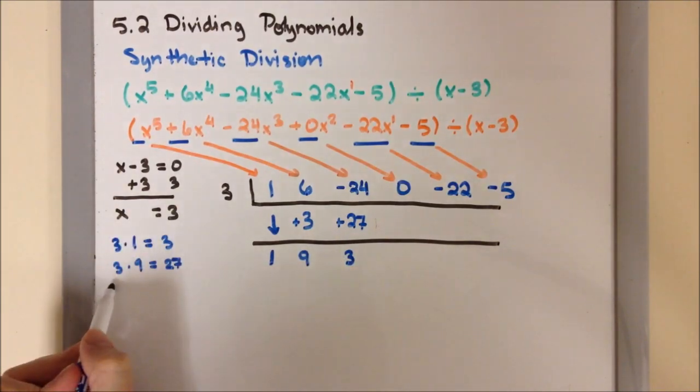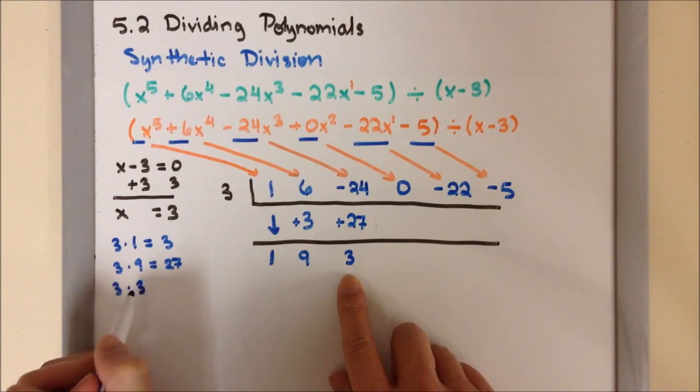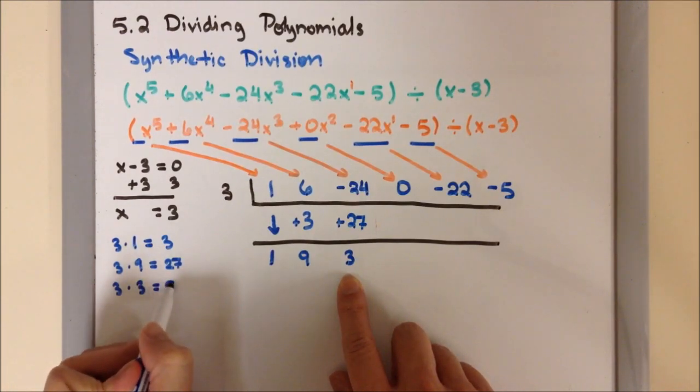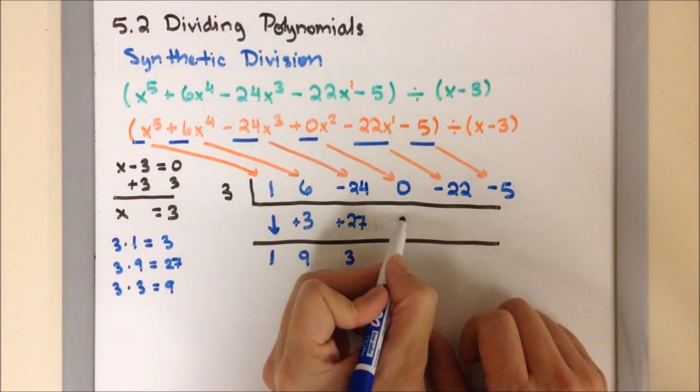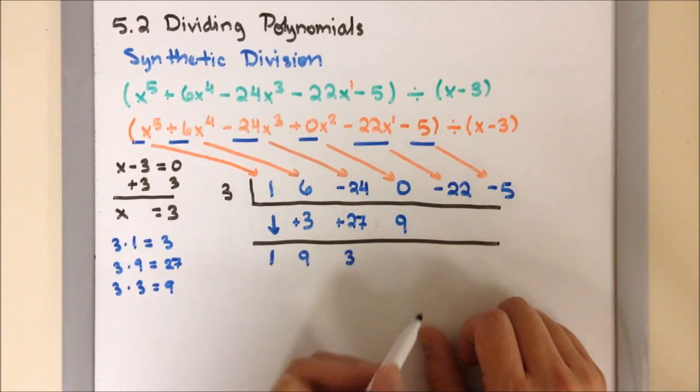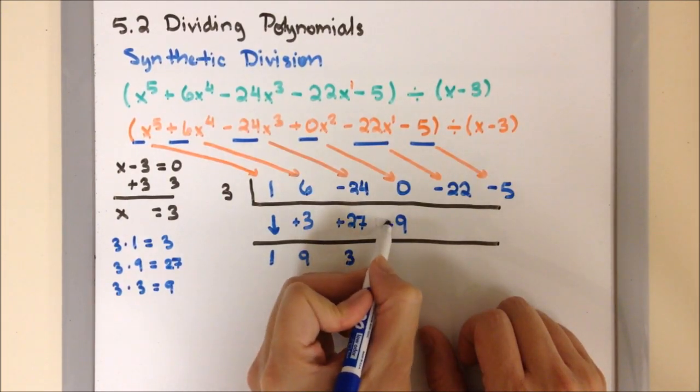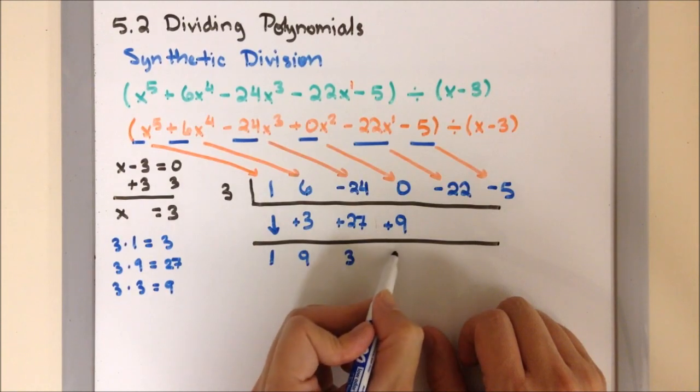And then I'm repeating the process. So 3 times this 3 is 9. So I'm going to put this 9 over here. Since it's positive, I'm going to write a plus. So 0 plus 9 is just 9.